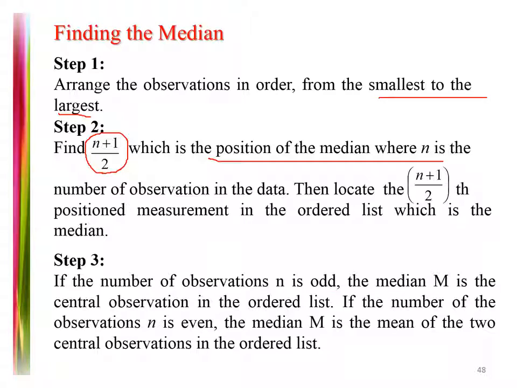And in step 3, if the number of observations n is odd, then (n plus 1) by 2 should be an integer, so we can identify that exact point. Suppose n is an even number, then this value is not an integer. In that situation we have to calculate the average of two numbers.